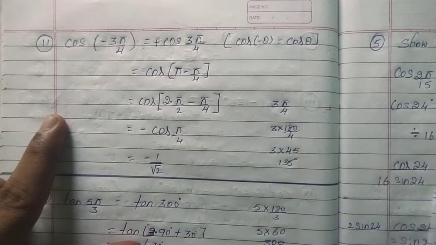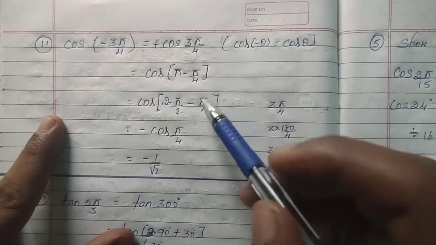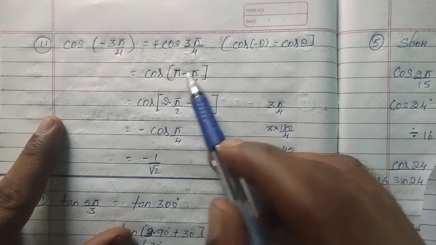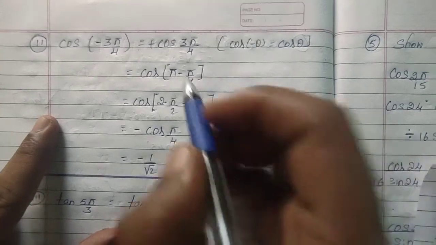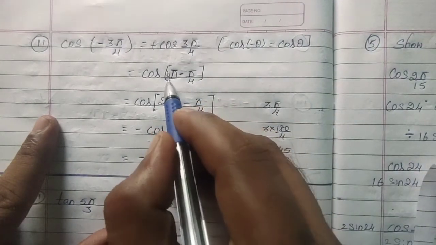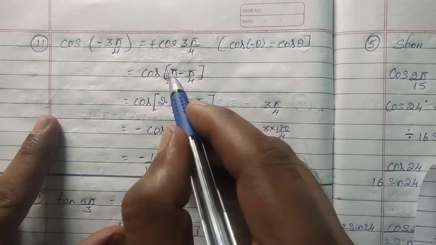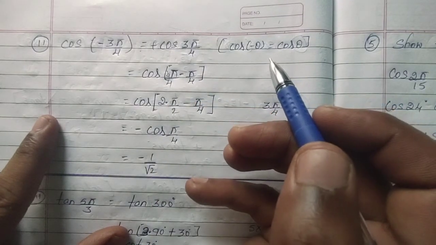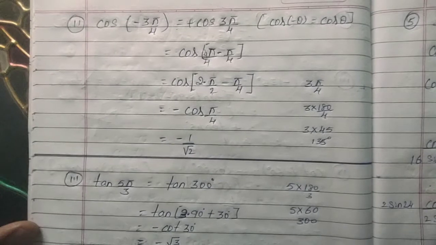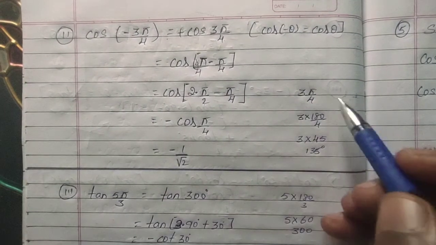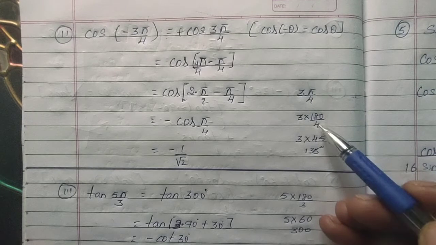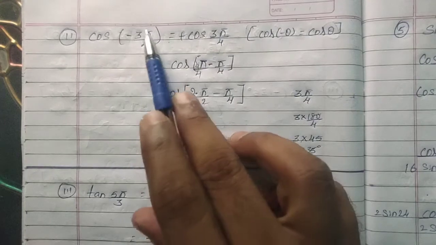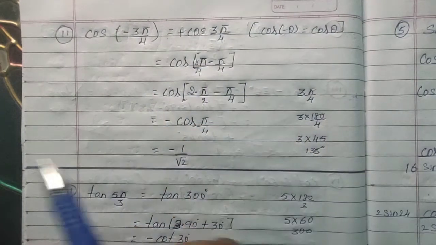Very important, students. This 3 pi by 4, can I write pi minus pi by 4? Because this pi I can write as 4 pi by 4. 4 pi minus 1 pi, 3 pi by 4 only I will get. Yes or no? If you do not understand this, with the numeral method only we can finish. Pi is 180, 180 by 4 you will get 45, 45 into 3, 135. So this value is nothing but 135. Cos 135 we should find.